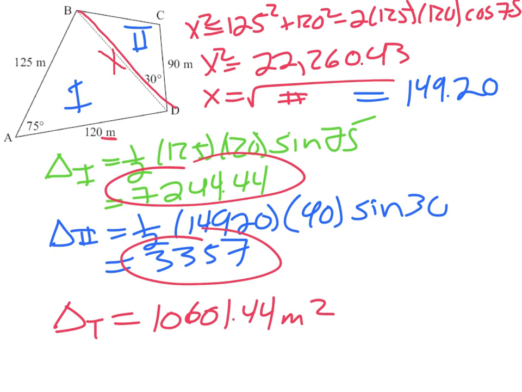Okay, so there you have it, your two alternate area formulas for oblique triangles. One when we have side angle side, and the other one if you know all three sides. Okay, so that wraps it up for triangles.